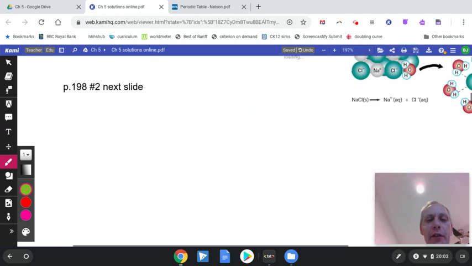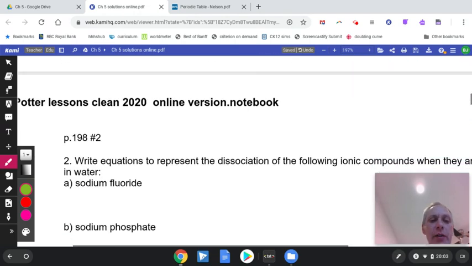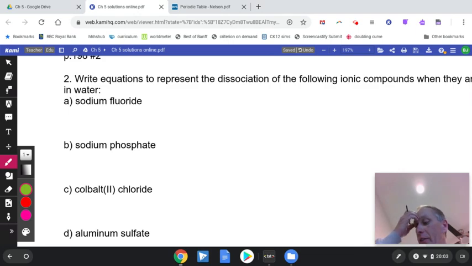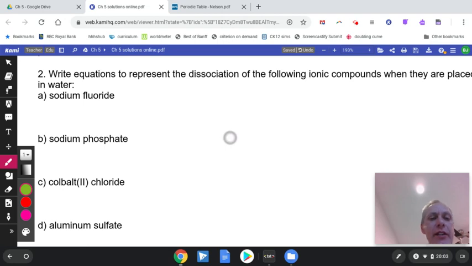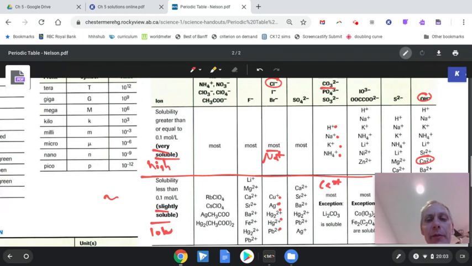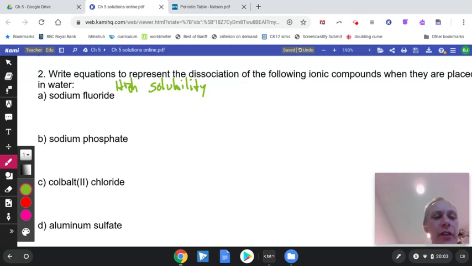All right, so now you get a chance to practice this. In your notes, I've given you 5 of these, and if you didn't print off the notes, you can just write these out on a sheet of paper. What you're going to do is practice the dissociation equations, and all 5 of these have high solubility. So I'll save you a bit of time. You don't need to go and look them up. Every one of them is in this upper box for high solubility. You just need to know the formulas.